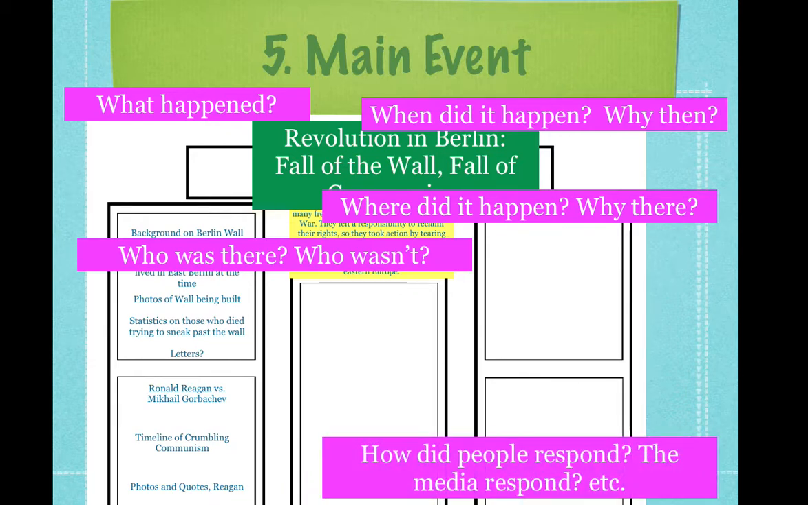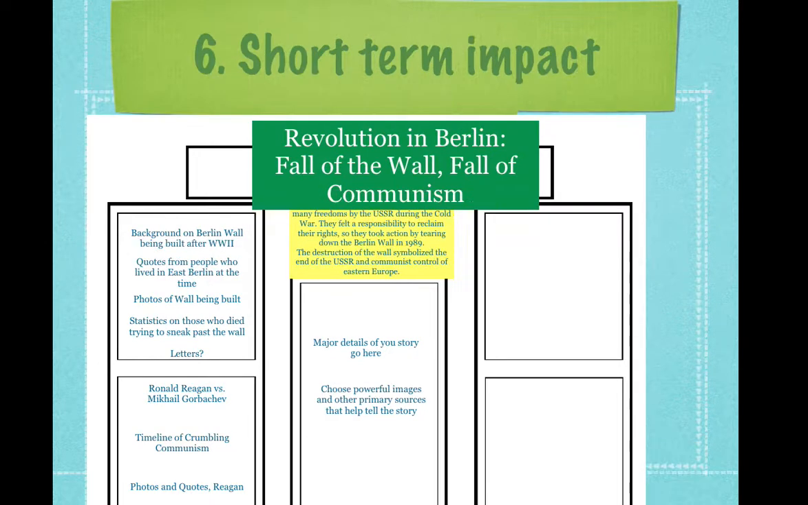What were people's thoughts as it was happening? What did they say about it? What did they write about it? What were they quoted as saying in newspapers at the time? And so choose powerful images, other primary sources that are going to tell that story without you having to say it in your own words. Let the past speak for itself.